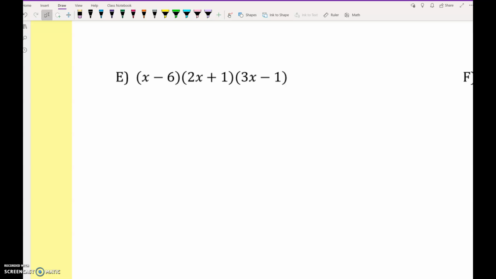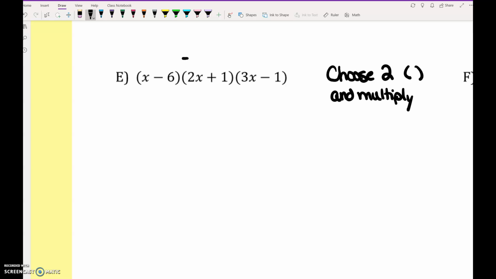Some of you really like to get everything done in one step and just be done with it. You cannot do that in E. It is impossible to just do this in one step. Basically, E is two separate problems. Your first step is to choose two sets of parentheses and multiply them. I usually pick the second two. So I am going to ignore the x minus 6 for now and just multiply 2x plus 1 times 3x minus 1.